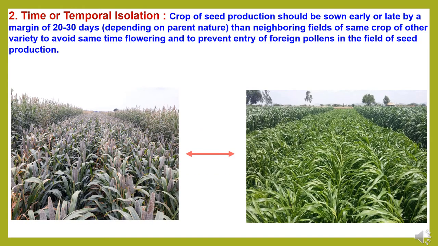Second type of isolation is time or temporal isolation. Crop of seed production should be sown early or late by margin of 20 to 30 days depending on parent nature, than neighboring fields of same crop of other variety to avoid same time flowering and to prevent entry of foreign pollens in the field of production. So the main aim is to avoid the flowering of same time or overlapping of flowering which may cause contamination.